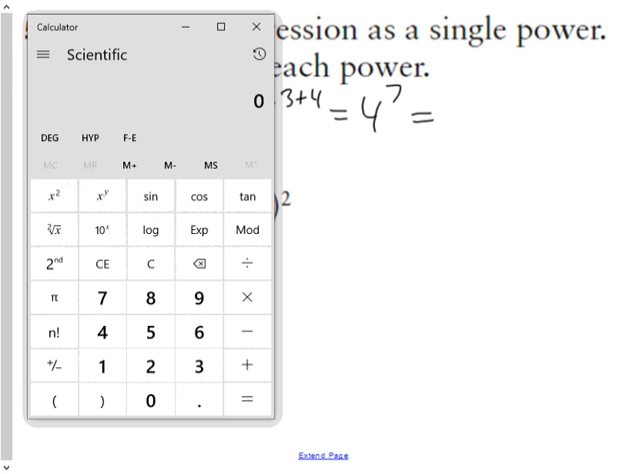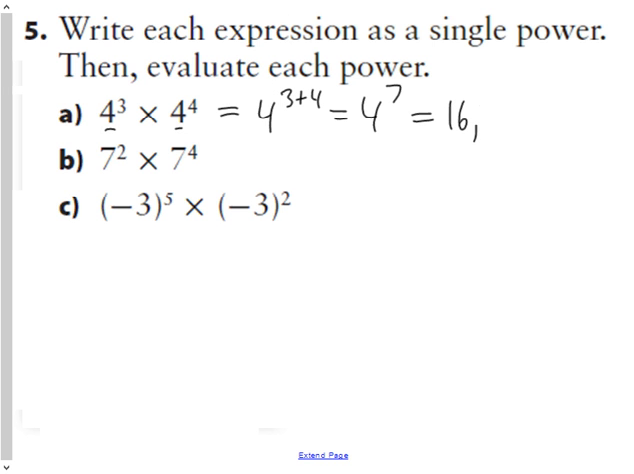If you're going to evaluate it, you grab your calculator. Remember, we have our XY button up here, so that's important. Define your base as 4. Press your XY button. Press the 7 and press equals, and in standard form, you have 16,384. That's evaluating in standard form. The second one, you are multiplying like bases with different exponents. So you add the exponents to get 7 to the power of 6.